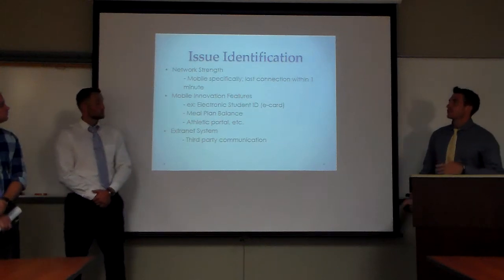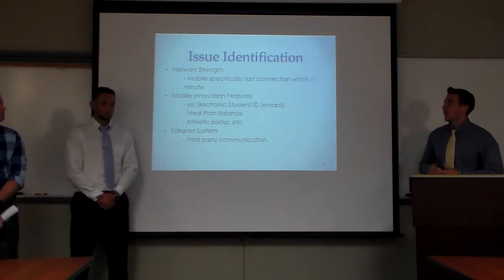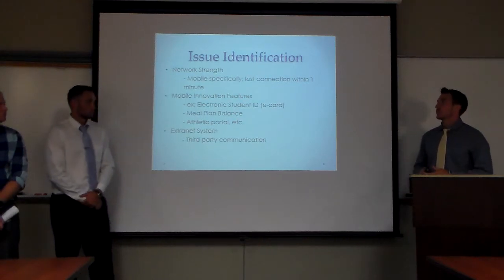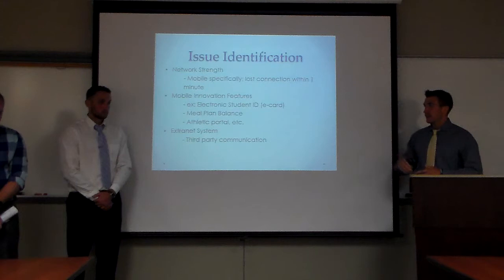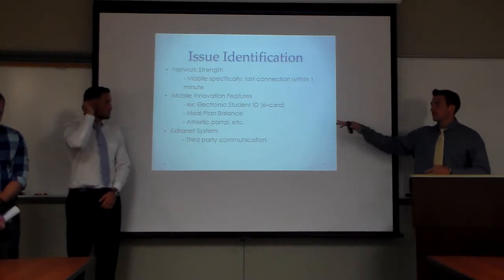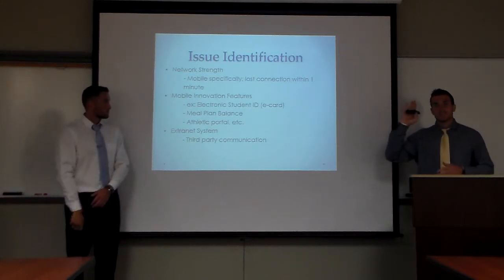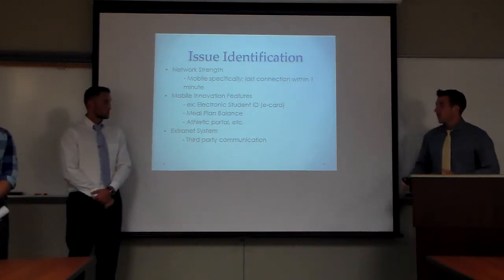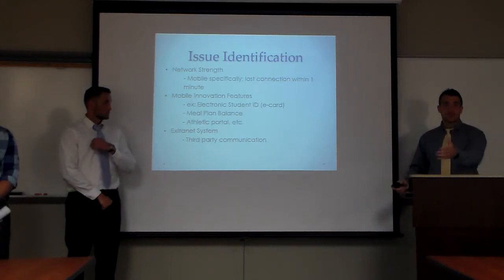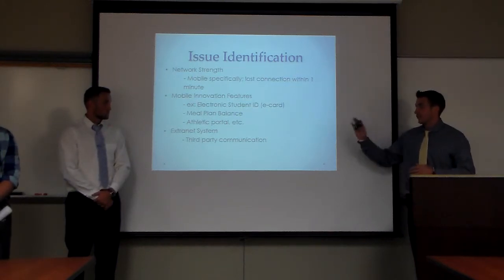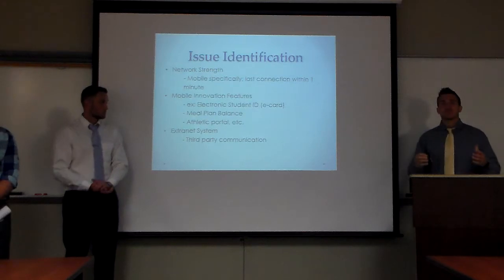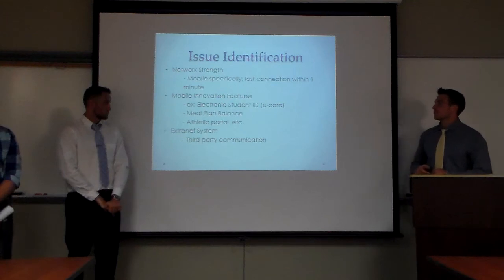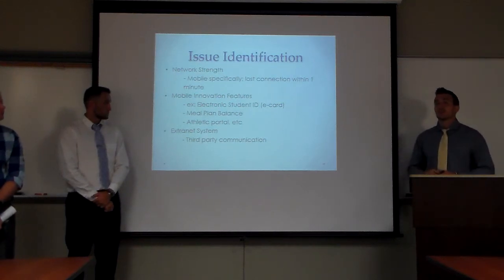So identifying the issues here: the network strength, mobile specifically, like I said before with the internet test, we lost connection within 1 minute. The mobile innovation features, the electronic student ID card, that could be easier access for students to get in dorms, not have to worry about losing their swipe. Obviously it prevents any security reasons as well. The athletic portal and meal plan balance, they're able to sign in with their student accounts with those. And then finally, the extranet system, the third-party communication with SunGuard Higher Education.